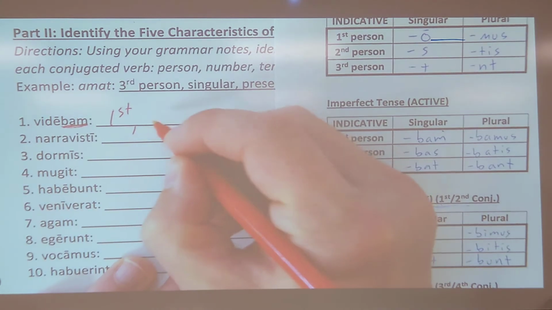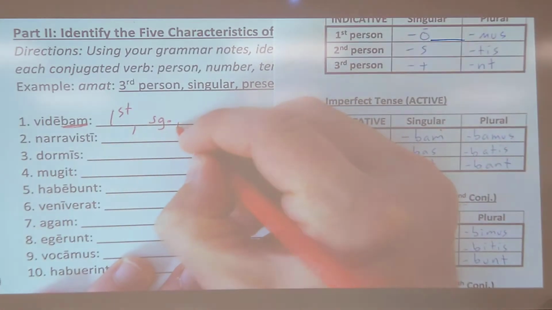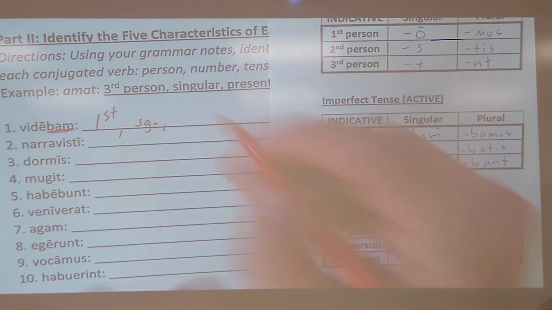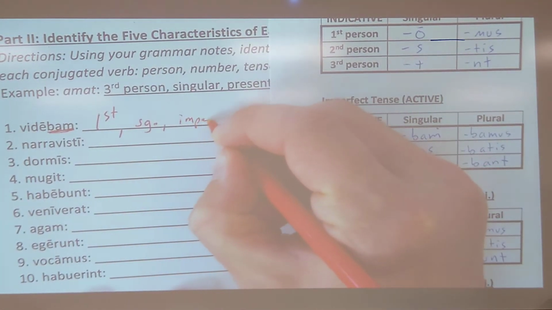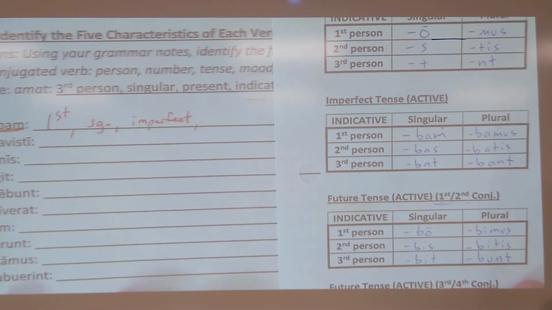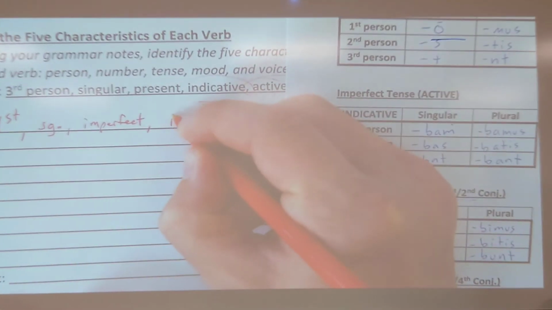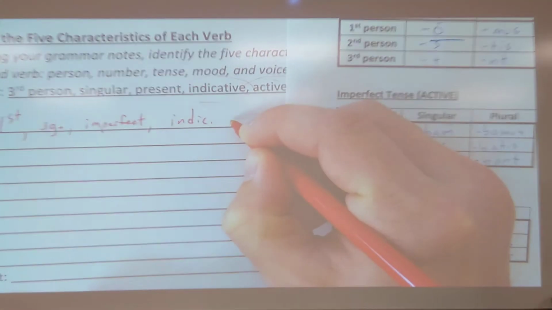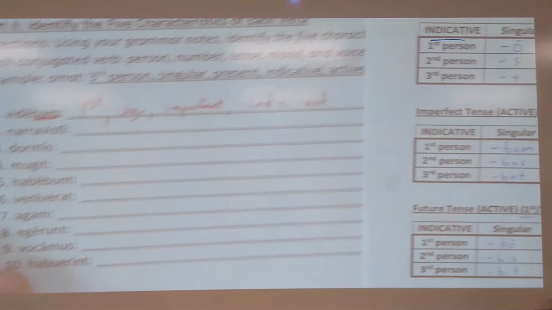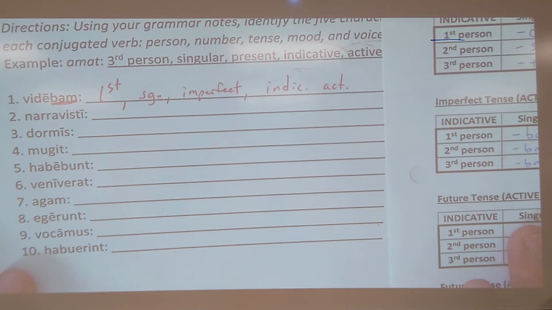Okay, so we can write that first. First person, and we can abbreviate singular as SG. First person singular. What tense is it? Imperfect. Okay, and as we said, they're all going to be indicative active. And you can abbreviate that as well. Okay? Let's look at another one.